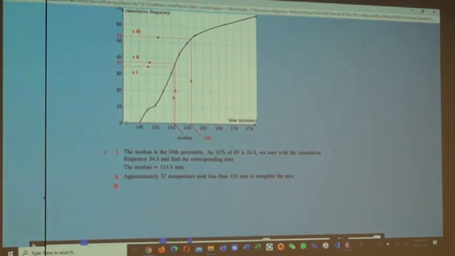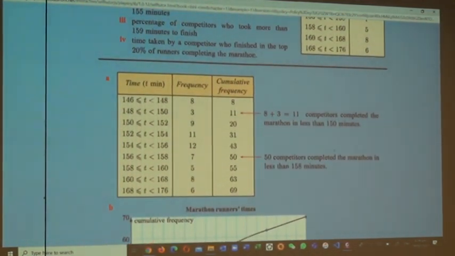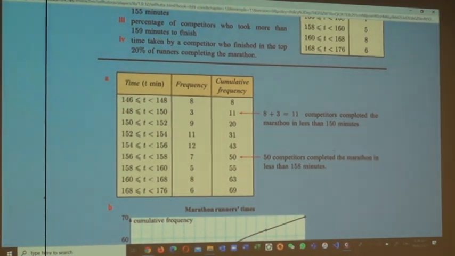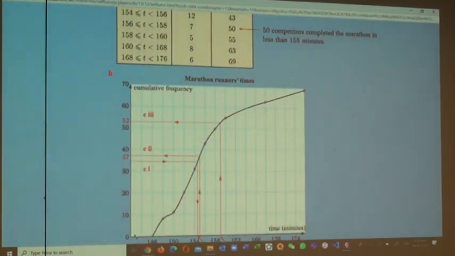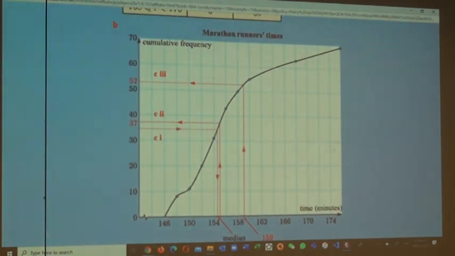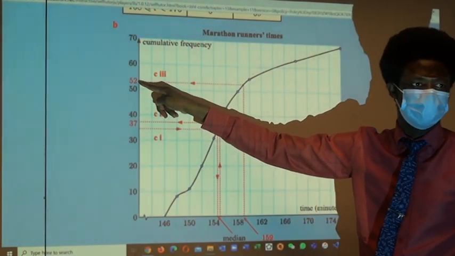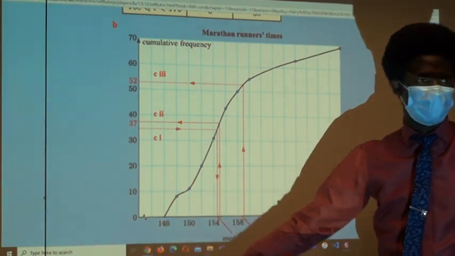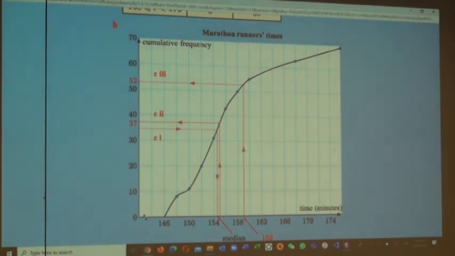So, stop please. Look at this. The question, to avoid confusion, is the percentage of competitors who took more than 159. Remember, your cumulative frequency curve showed you those that are less. So if you go to 159 minutes on the graph, which is here, what it's saying is that 52 people are less. So if the question is about more, you have to do what? 70 minus that 52. So you need to be careful when to read the exact number and when to subtract from the total.